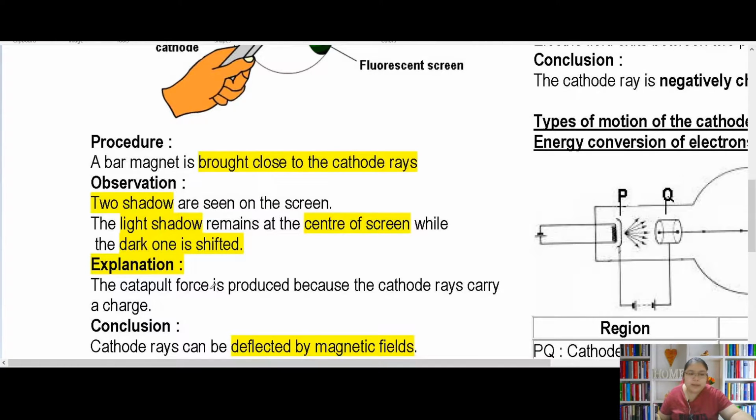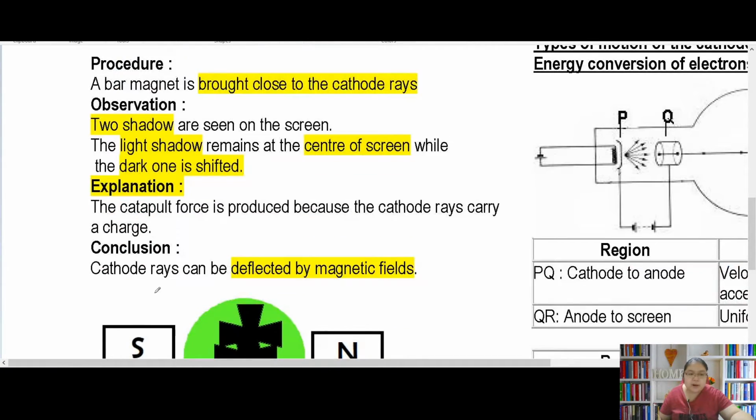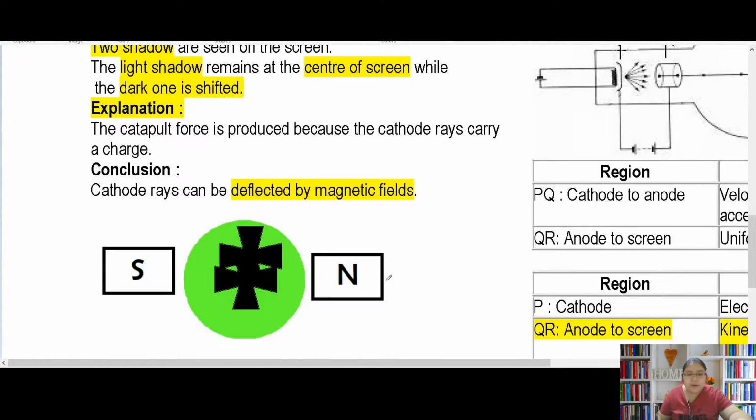The force is produced because the cathode ray carries charge. Conclusion, the cathode ray can be deflected by the magnetic field. How to deflect depends on using Fleming's left hand rule. So either the shadow moves up or the shadow moves down.